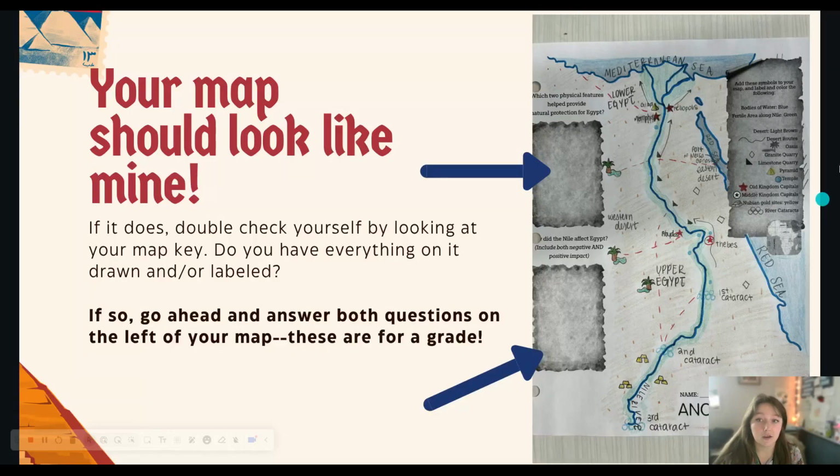Now, your map should be pretty much finished and it should look similar to mine. You might want to double check yourself by looking at the map key, making sure you've done everything on it, you've drawn it, you've labeled it. You may also want to start at the top of my map and work your way down and see, do you have these things on your map? If you do, you can go ahead and answer these two questions on your worksheet. They are both for a grade, but you should have the info you need to answer both of them.